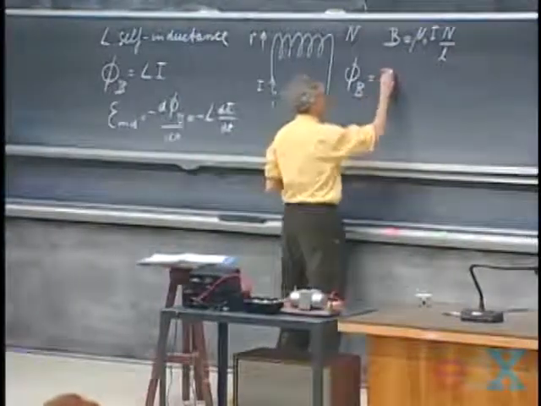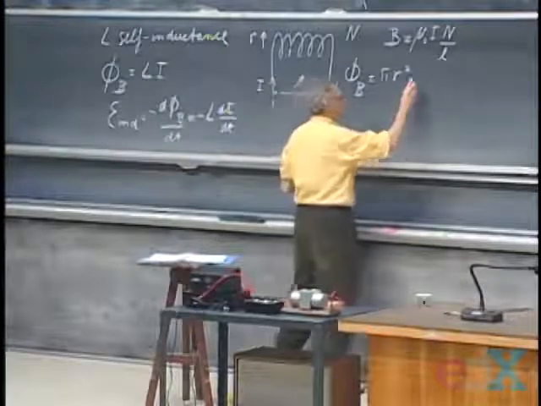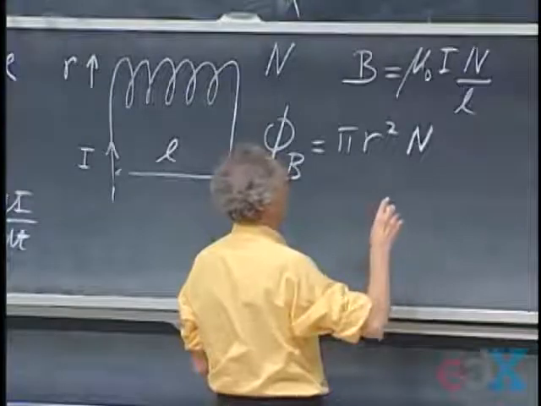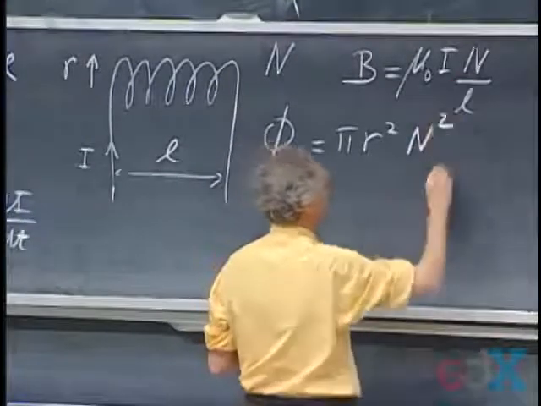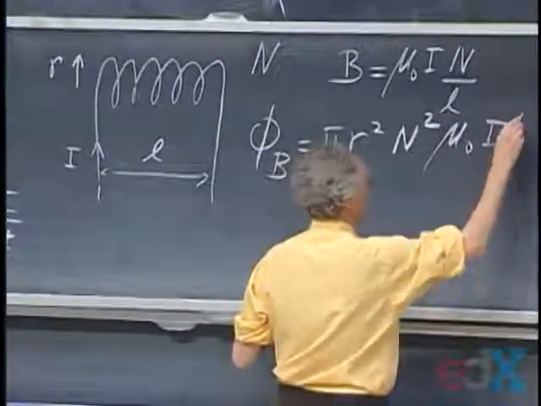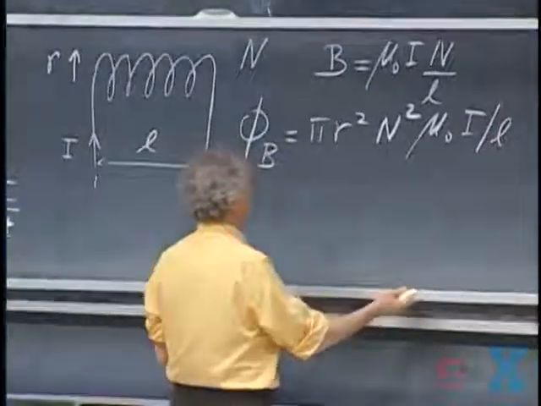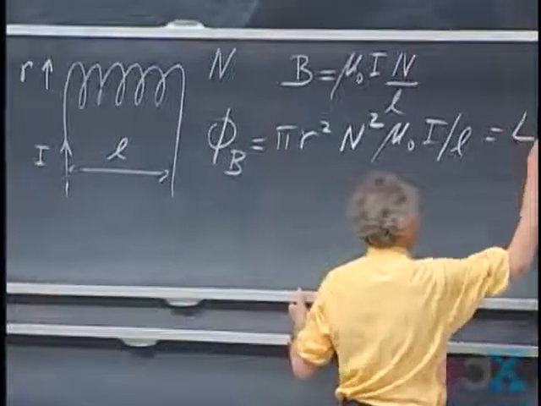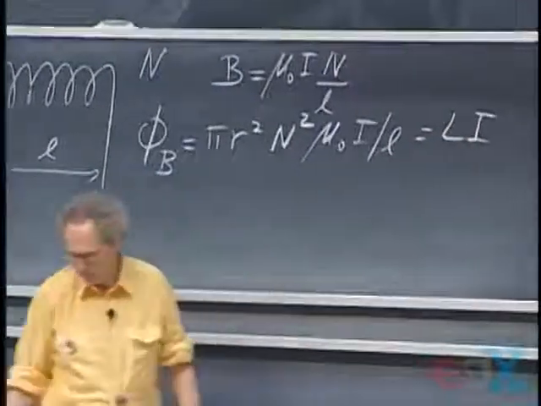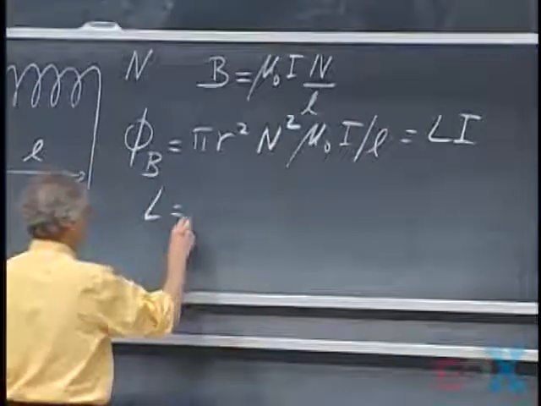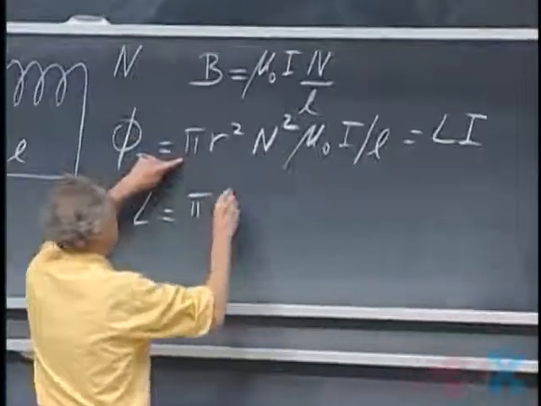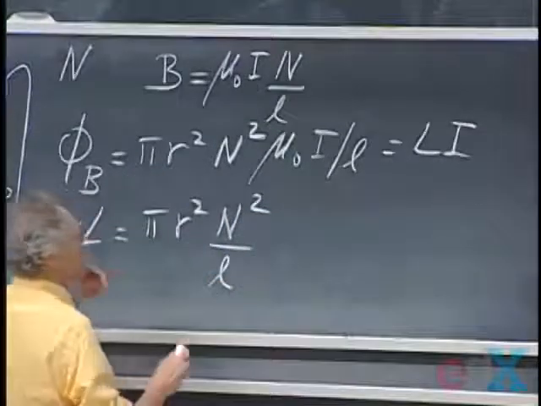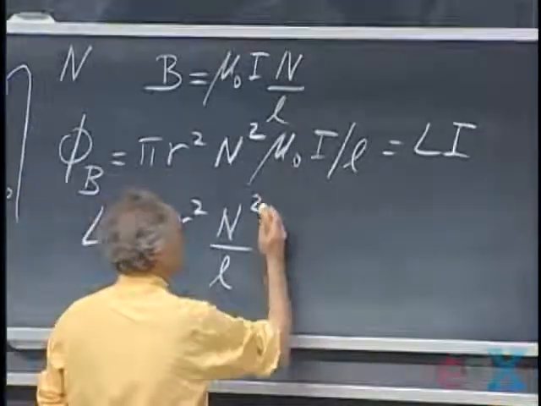So we get pi little r squared, surface area of one loop, but we have N loops, and then we have to multiply it by that constant magnetic field. So we get an N squared, because we have an N here, mu zero I divided by little l. And this we call L times I. That's our definition for self-inductance. And so the self-inductance L is purely geometry. It's pi little r squared, capital N squared, divided by little l, times mu zero.